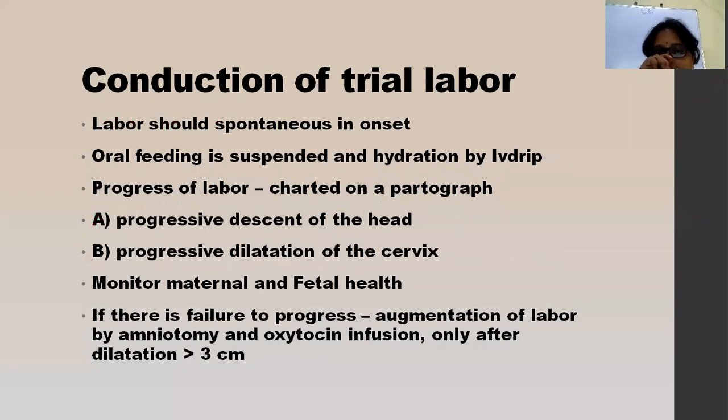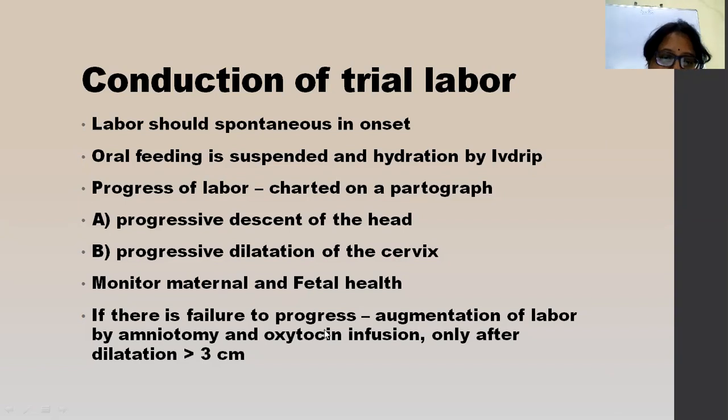Then how do you conduct a trial labor? For this, labor should be spontaneous in onset. Oral feeding is suspended and hydration is given by an IV drip. The progress of labor has to be monitored on a partogram, where you look for progressive descent of the head and progressive dilatation of the cervix. You have to monitor the maternal vitals like temperature, pulse, BP, and respiratory rate, and make a chart of that. Not only that, you have to monitor fetal health, with the fetal heart rate checked either with a cardiotocograph or fetal Doppler.